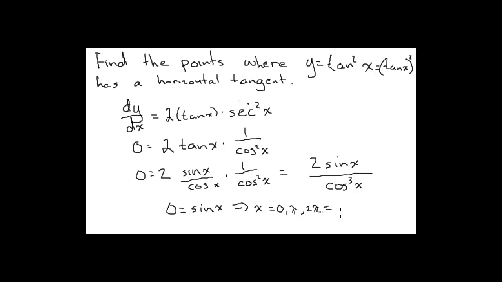If we want to write that in a formula, we could say n times pi, where n is just any integer, right? If n was 1, then it would be pi. If n was 2, it would be 2 pi. If n was negative 1, it would be negative pi. So all these values, you're going to get a horizontal tangent.